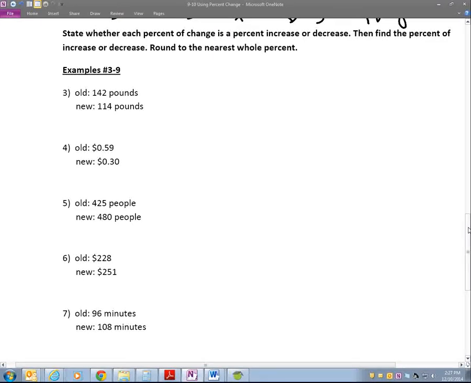Now, this is what I want you to do. From numbers 3 through 8, you're going to take 1 minute, and all you're going to do is either write I for increase or D for decrease. For example, this one here, the old is 142. The new is smaller at 114. So I know that this is a decrease. So I wrote a D there. D for Dana. All right, so I want you to do that for numbers 4 through 8. I'm just going to give you a minute to do it.